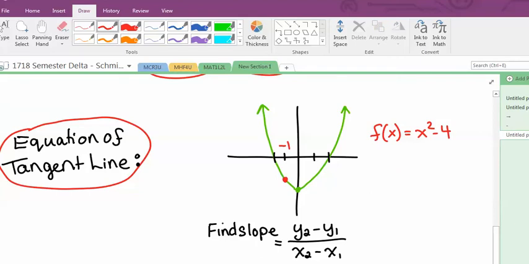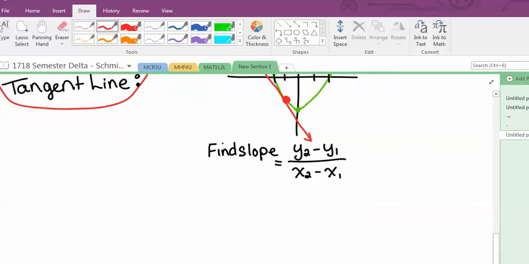This equation of the tangent. So I have a point here, negative 1. So I'm probably going to have some kind of tangent line like this. And I want to find the equation of it. So first we're going to have to find the slope of it. So what we're trying to do is find the slope of this green function, x squared minus 4. So we're trying to find the slope of this function at this exact point. Because the slope of the green line is always changing, and we're just trying to find the slope at this one point, negative 1.